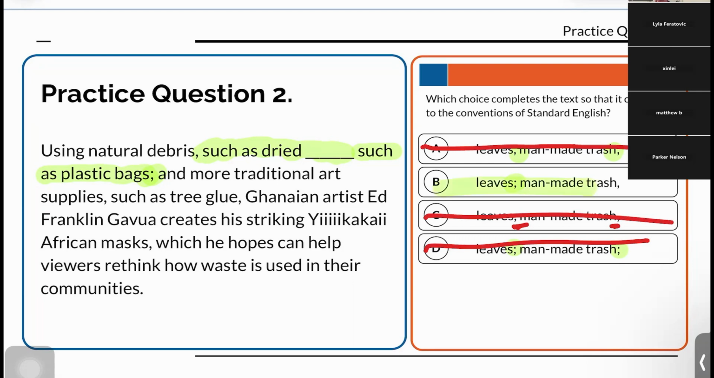I saw the B's in the chat. You're correct. In this case, B is the correct answer because it is keeping up the pattern. Notice, such as dried leaves, semicolon, and then man-made trash introduces the next item on the list.